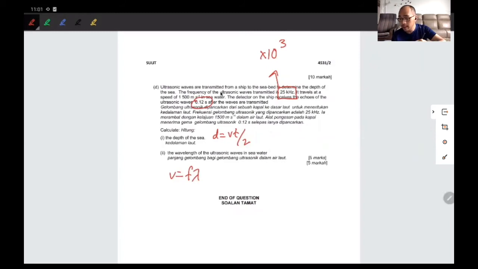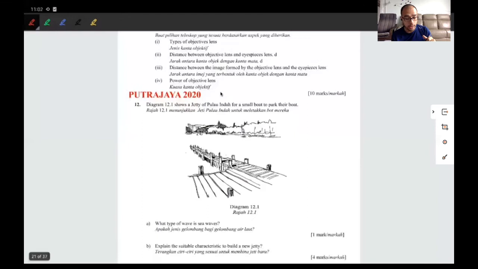So this one, the answer according to this scheme is 90 meters. Here it is 0.06 meters wavelength. So give it a shot. Give these questions a try, and if you have any problems, you can always ask me. Okay, another question.